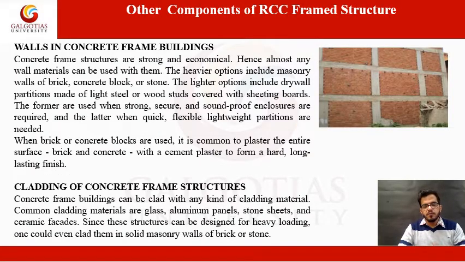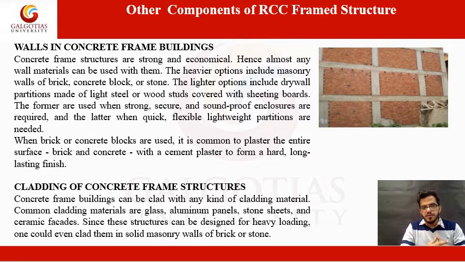So apart from beams, columns, slabs, there are some other components as well of the RCC frame structure. Walls and cladding are two important parts of the RCC frame structure. So walls in a concrete frame structure are strong and economical. Hence, almost any wall material can be used with them.